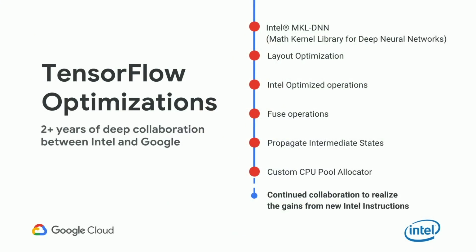In addition to using MKLDNN primitives, we use other techniques to integrate into TensorFlow. There are things that we do like layout optimization, replacing default TensorFlow operations, fusing operations, propagating intermediate states, and we have our custom CPU pool allocator, which basically helps with avoiding costly page misses and page clears. We have been working with Google on these optimizations for 2+ years and continue to collaborate to realize the gains from the new instructions and framework performance.